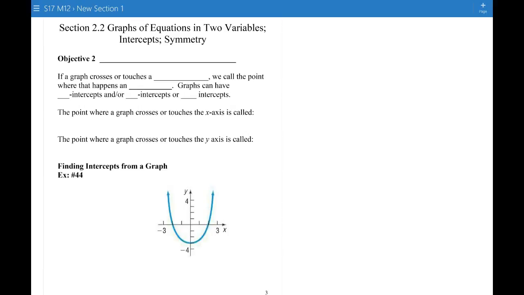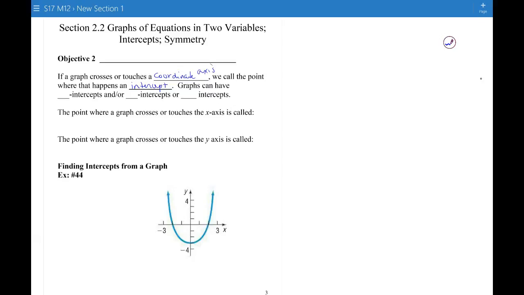Okay, so now we're going to look at finding intercepts from the graph. And intercepts are always important points on a graph. If the graph is showing you a picture, telling you a story about something that's going on, intercepts are always some important thing that's going on. So if a graph crosses or touches a coordinate axis, the x-axis or the y-axis, we call the point where that happens an intercept.